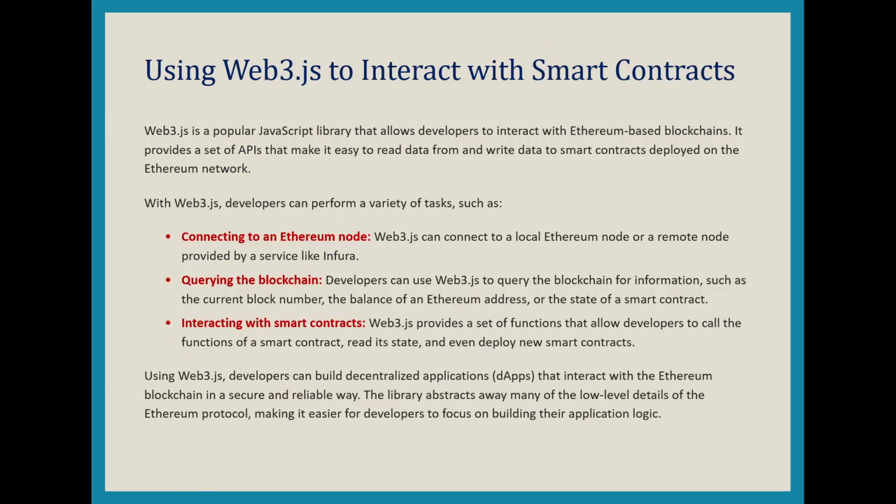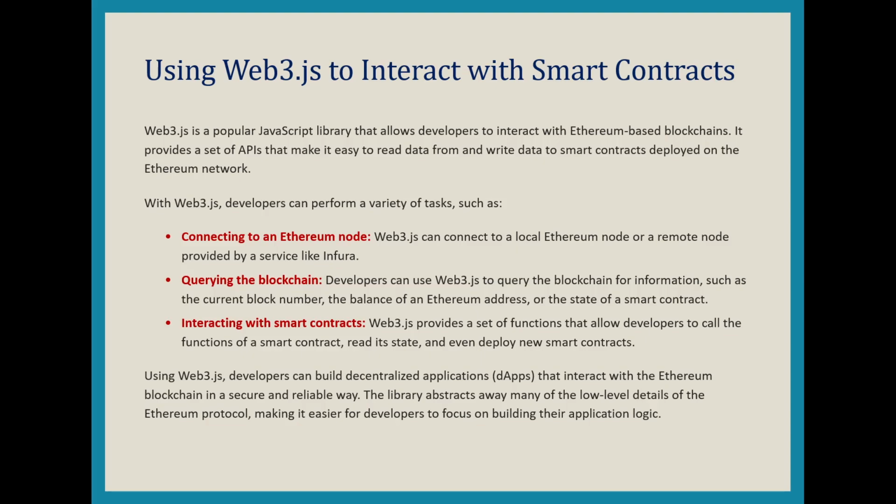So now we are going to use web3.js, the JavaScript library, to interact with smart contracts. Web3.js is a popular JavaScript library that allows developers to interact with Ethereum-based blockchains, right? It provides a set of APIs that make it very easy to read data and write data to smart contracts deployed on the Ethereum network. With Web3.js, developers can perform a variety of tasks, such as connecting to an Ethereum node, querying the blockchain, and interacting with smart contracts. So Web3.js can connect to a local Ethereum node or a remote node provided by a service like Infura.